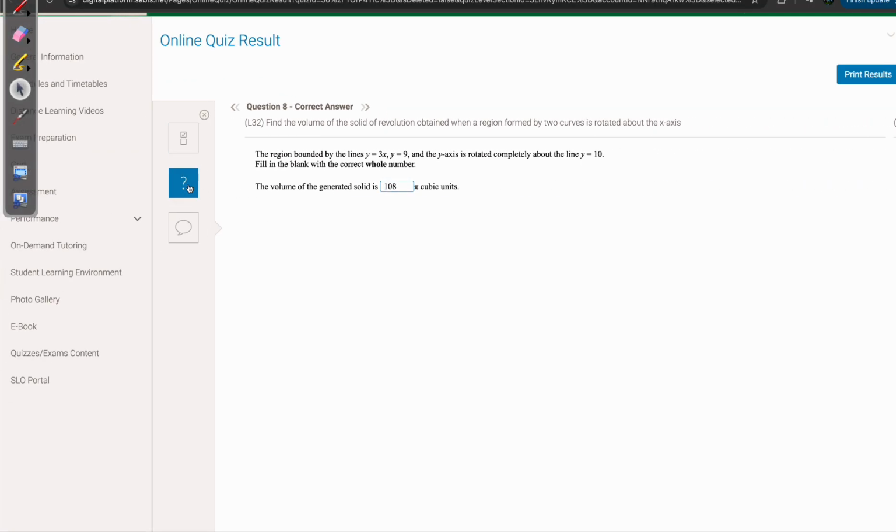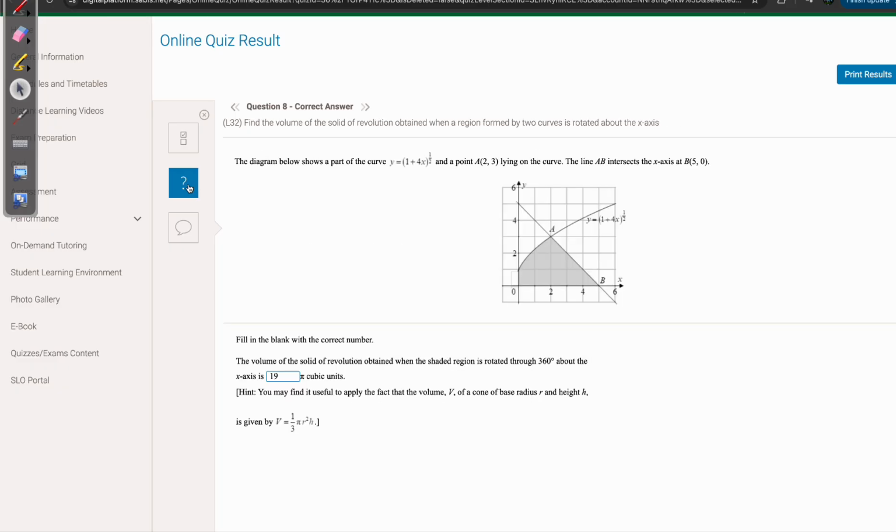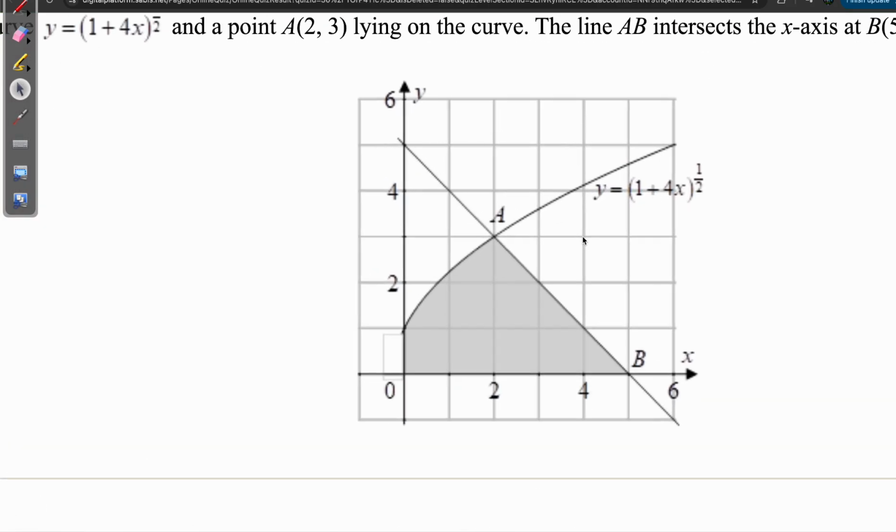Number 8. Okay, the diagram below shows a part of the curve 1 plus 4x to the half and a point A (2, 3) lying on the curve. The line AB intersects the x-axis at (5, 0). Look, let's split this into two parts, right?